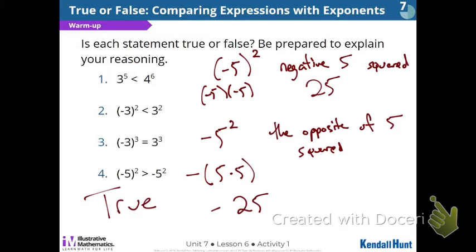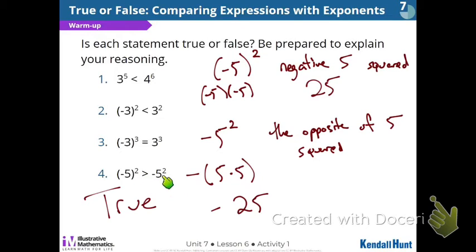Now let me go over this again because it's very nuanced. I agree, I see where you're coming from. This looks like a negative 5. This looks like a negative 5. But we need a way in mathematics to differentiate. And in this case, this is a negative 5. It's all nice and cozy in those parentheses. This is the opposite of 5.